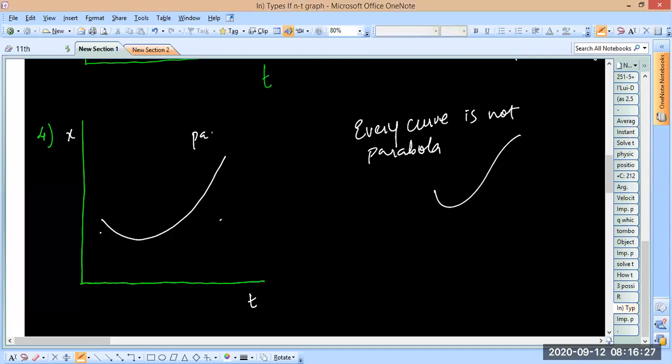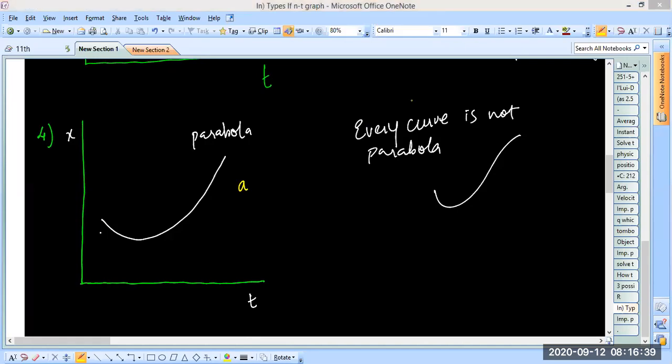All right. So what does this indicate? First of all, I would like to ask you about acceleration here. Come on. What information do you get about acceleration from this graph?